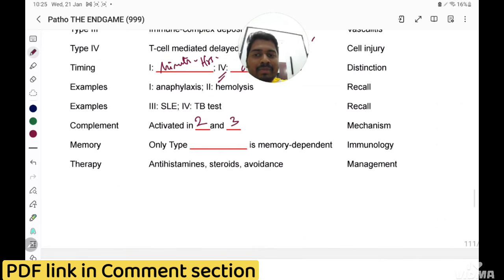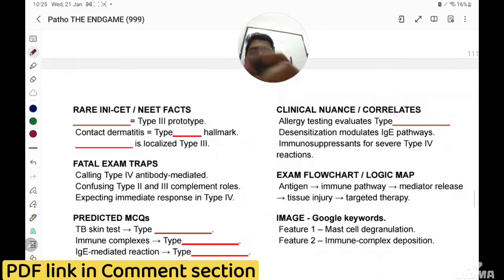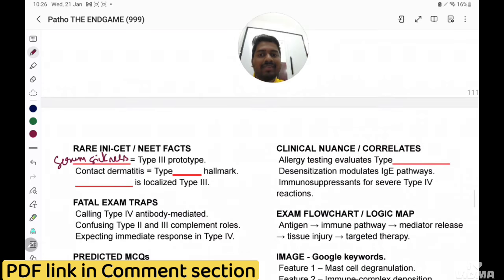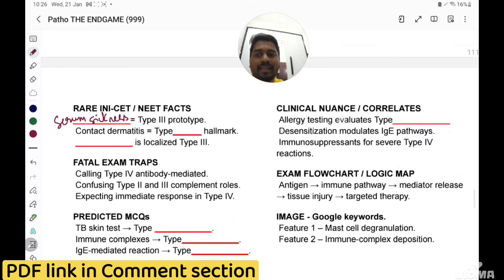Okay, memory T cells are seen in only type 4. Memory dependent is only type 4, others are not memory dependent. Type 3 prototype is serum sickness. This was seen in previous days when they were giving some serum, like anti-horse serum or anti-tetanus serum. That time the body used to recognize it as some foreign antigen. So this foreign antigen and antibody used to deposit in the blood vessels, causing type 3 hypersensitivity. That's why we call it serum sickness.